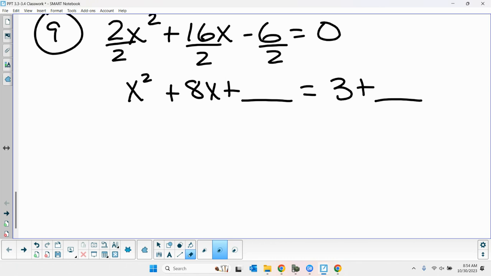So that's what it looks like now. So again, the negative 6 divided by 2 is negative 3, and I took it to the other side. So it's positive 3. All right?